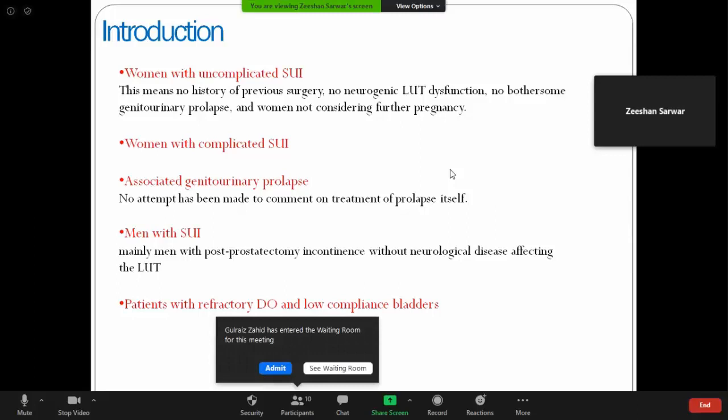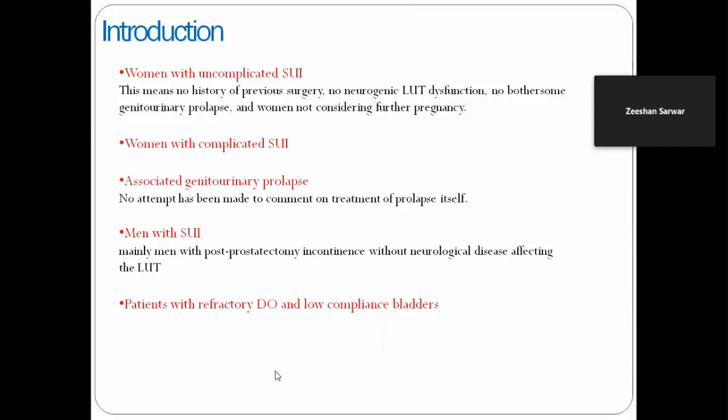The second category includes women with complicated stress urinary incontinence. It includes all the previous, such as having previous surgery, a neurogenic lower urinary tract dysfunction, or a prolapse. Then they categorize a separate category for associated genitourinary prolapse. But in this, they discuss only the incontinence part, and there is no comment on the treatment of prolapse itself.